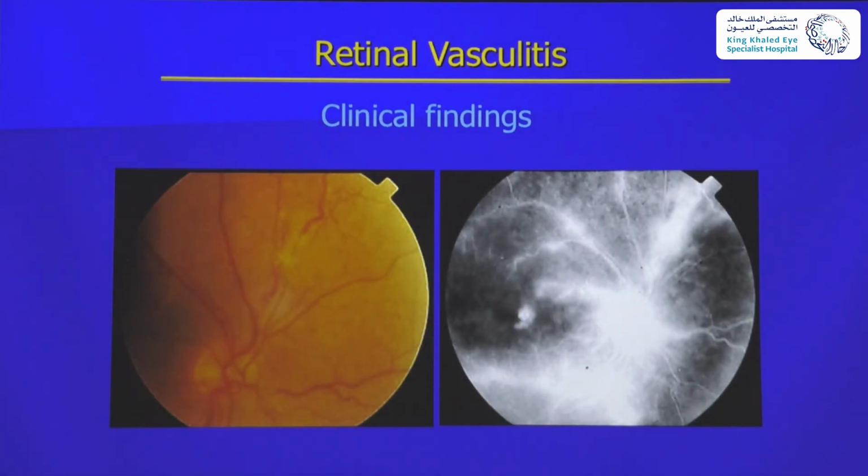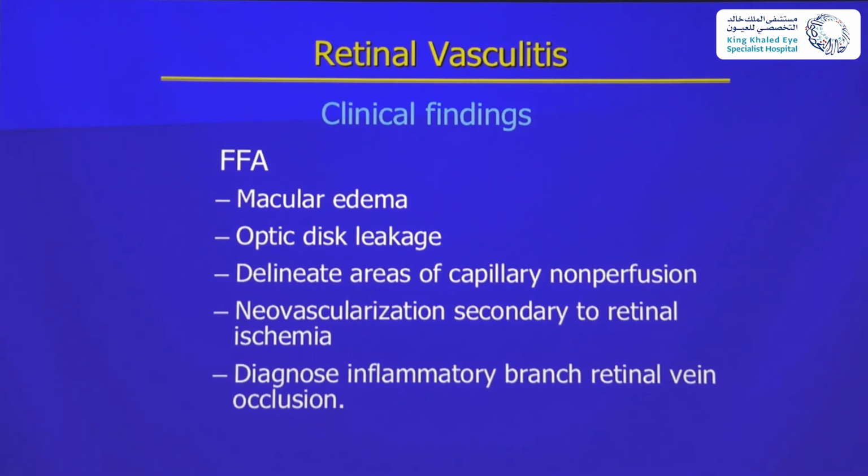So this is an example of tuberculous retinal vasculitis. You can see the vascular sheathing, and look at the leakage. It's diffuse vascular leakage. Fluorescein angiography will help also to secure the diagnosis of macular edema.